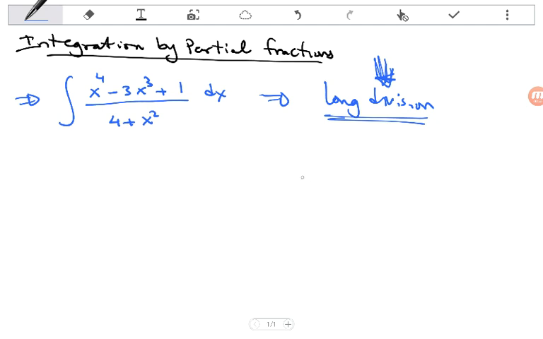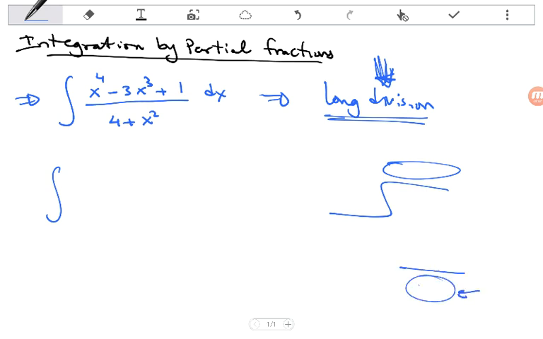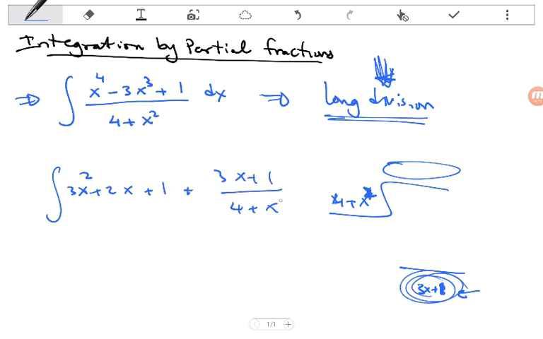Now this problem is solved by long division, and then after long division it will be something plus some first degree over a quadratic. For example, it will be 3x plus 1 over 4 plus x squared, and the result will be something like x squared plus 2x plus 1 plus 3x plus 1 over 4 plus x squared.